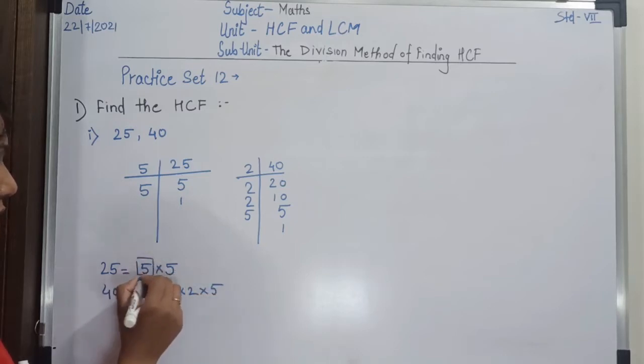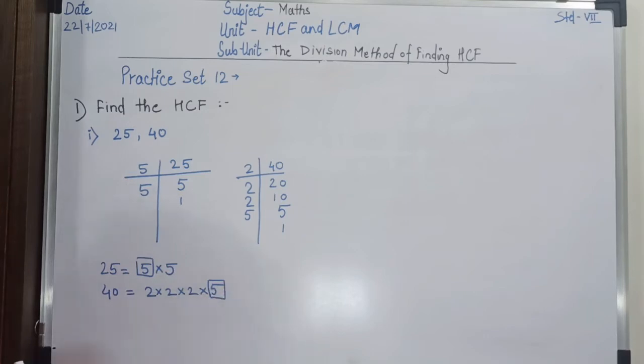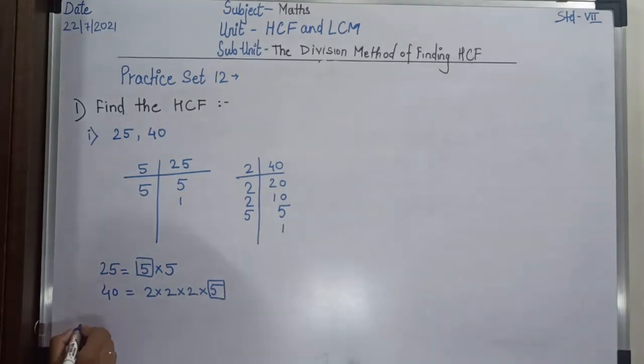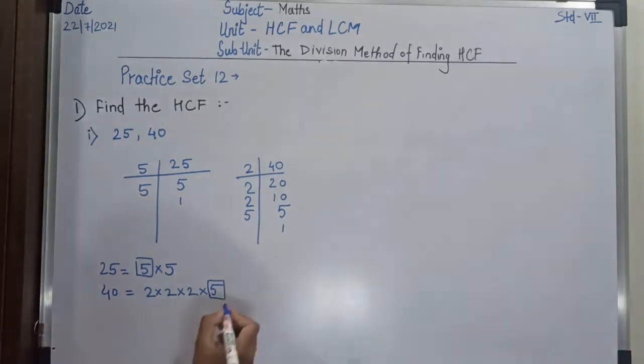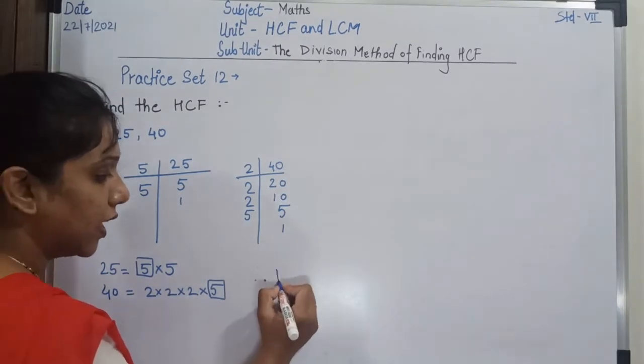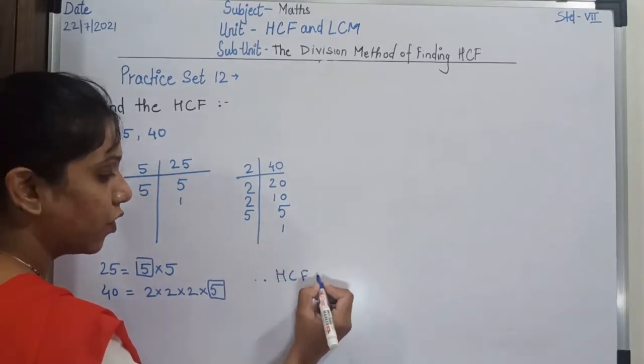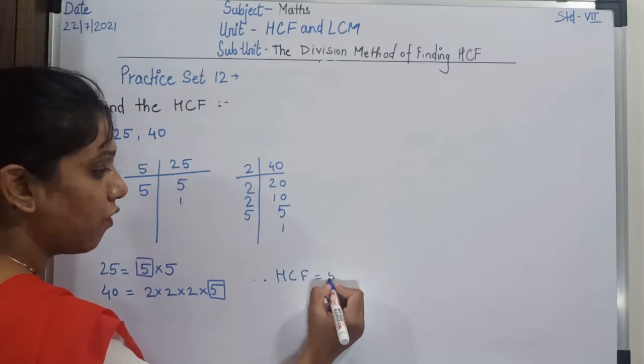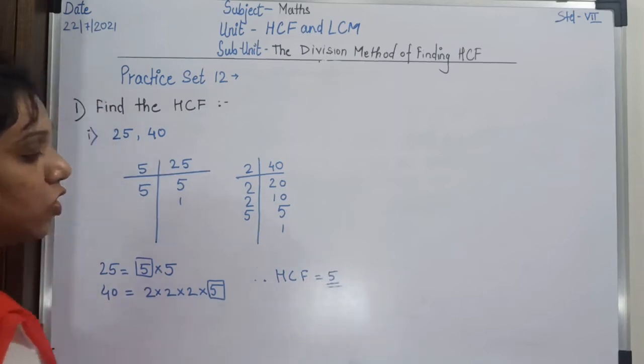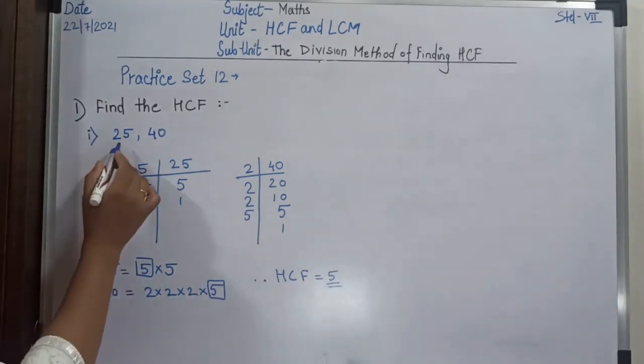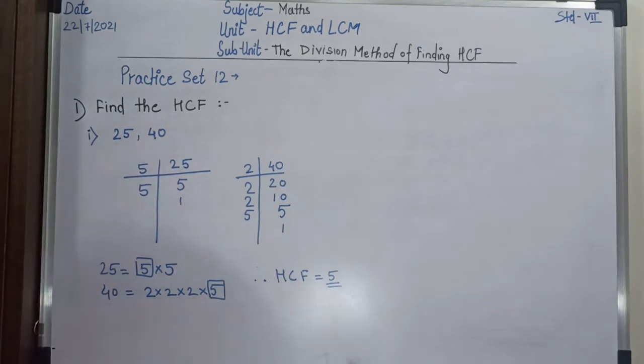So the common number is 5 in both of them, correct? Therefore, the HCF is 5. So the HCF for 25 and 40 is 5. Now we will solve the second sum.